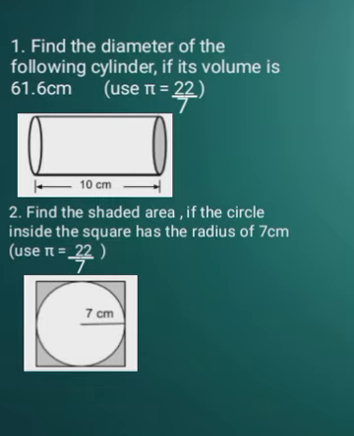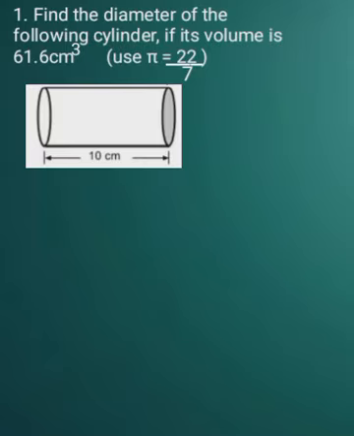So let us start doing corrections. We'll start with the first question, which states: find the diameter of the following cylinder if its volume is 61.6 centimeter cubic. Use pi equal to 22/7. So here we have been given this cylinder, and we are being given a volume which is 61.6. So we are asked to find the diameter.